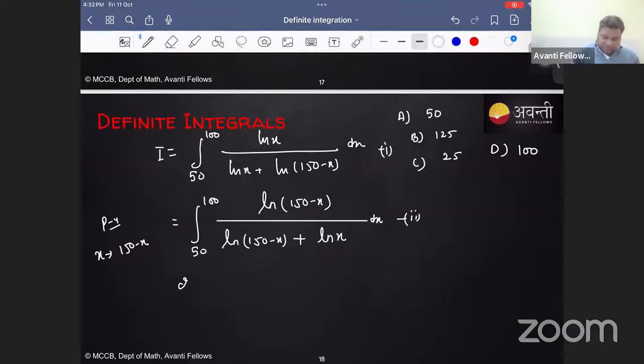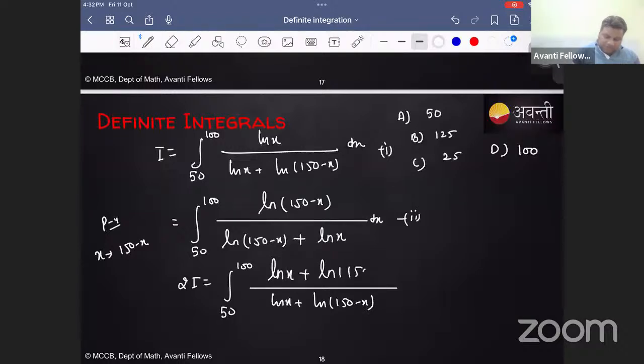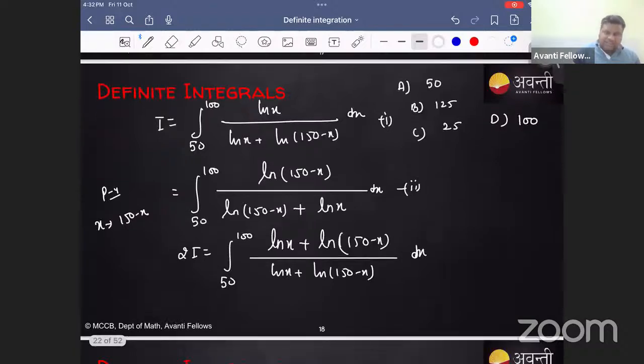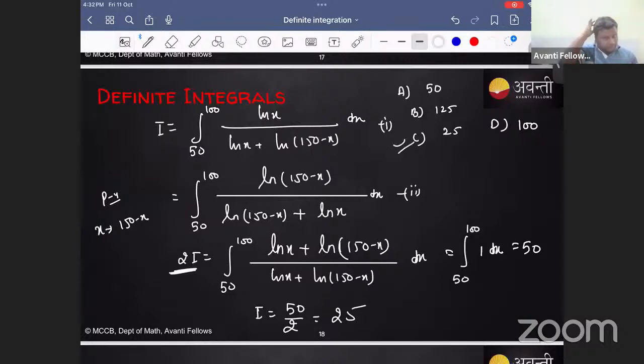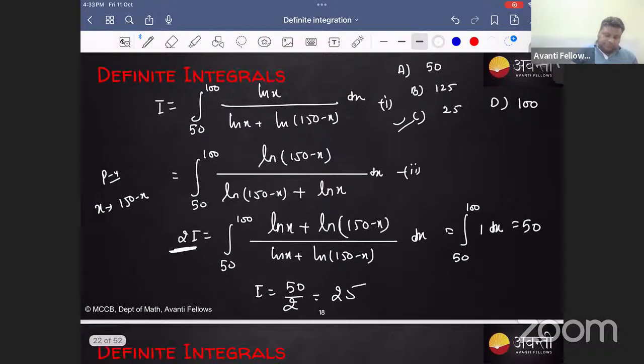You add both of them. So 2i will be what? From 50 to 100, denominator is same, ln x plus ln 150 minus x. So numerator is also ln x plus ln 150 minus x dx. Then numerator and denominator cancel. So it will become integral from 50 to 100 of 1 dx. Now this will be 50. This is the answer for 2i. Now if 2i is 50, that means I will be 50 by 2, that is 25. C is the correct answer. Got it? Have a look.